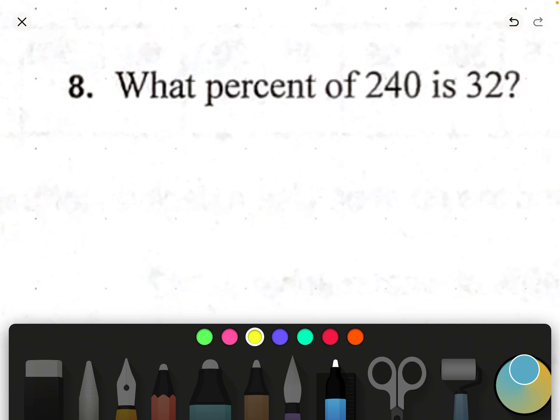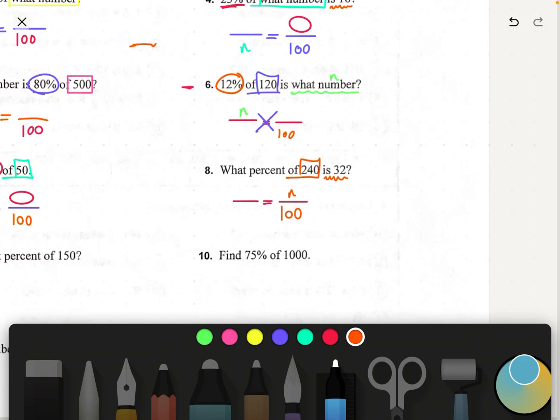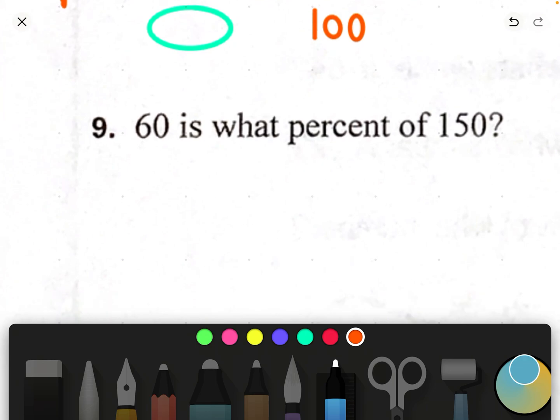Okay, number 8. What percent of 240 is 32? Again, what percent, I don't know, of 240 goes in the right position, is 32. Make sure you're getting your numbers in the right spots so you can solve it correctly. And then, like we talked about, use those different strategies to solve.